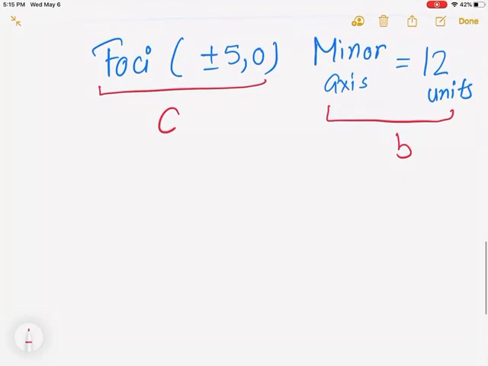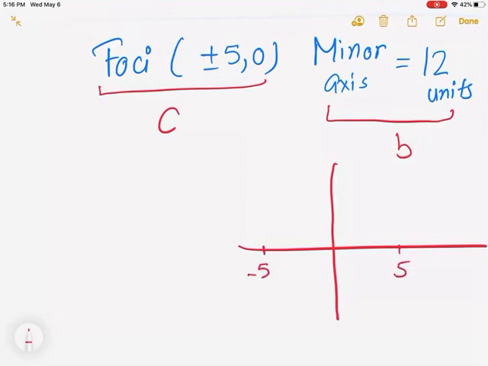But first, let's try plotting because we still have to figure out a lot of stuff. So we already know foci, we already know minor axis. Let's plot. Try recalling. Where do we put foci? Does it go on major axis or does it go on the minor axis? Try recalling. So foci always goes on the major axis. So let's plot. So it's 5, and after plotting foci, I know my major axis is definitely going to be x because foci goes on major axis.